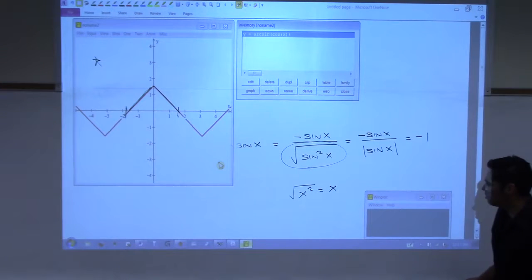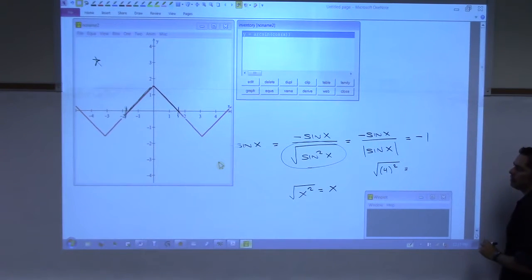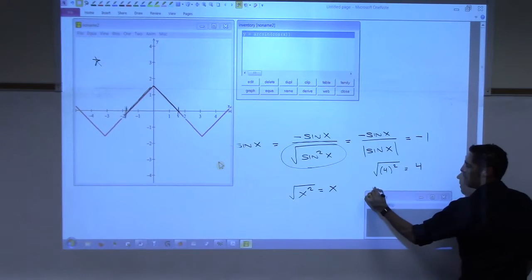Let me try and illustrate that a little bit better. What if I take the square root of 4 squared? Square this first, you get 16, right? And then you take the square root of 16, you get 4, right? Okay, now what about this? What if I take the square root of negative 4 squared?